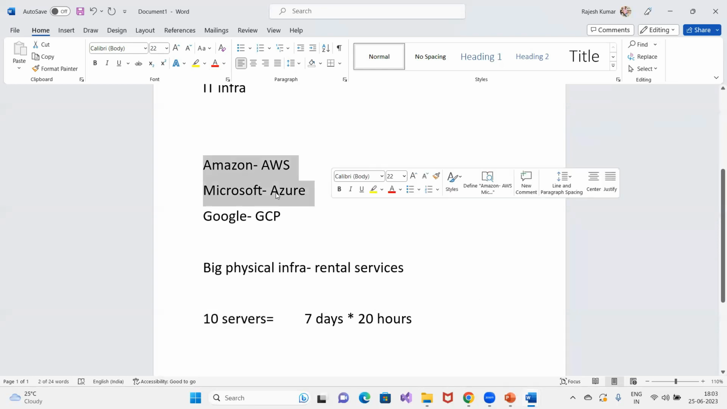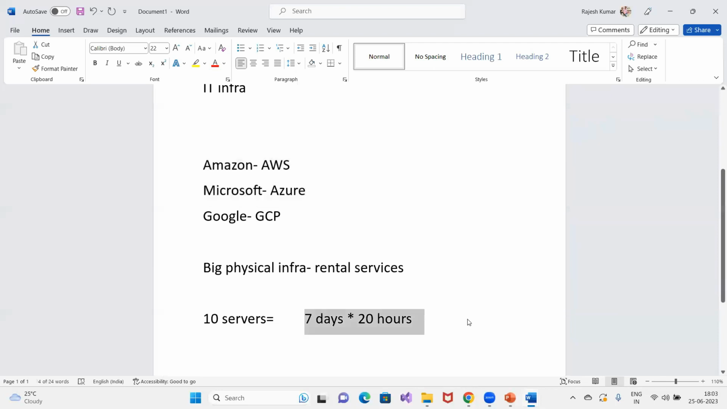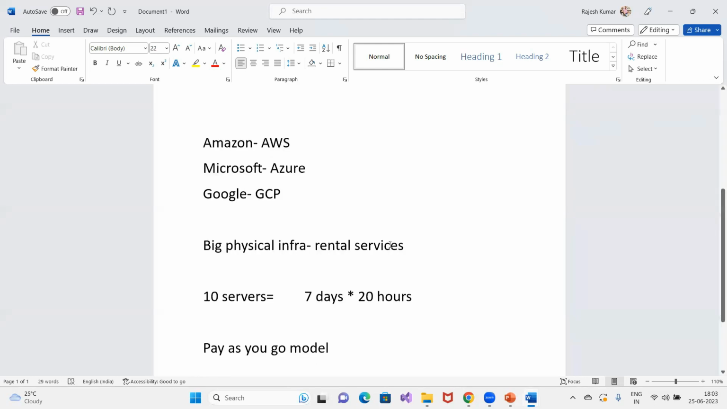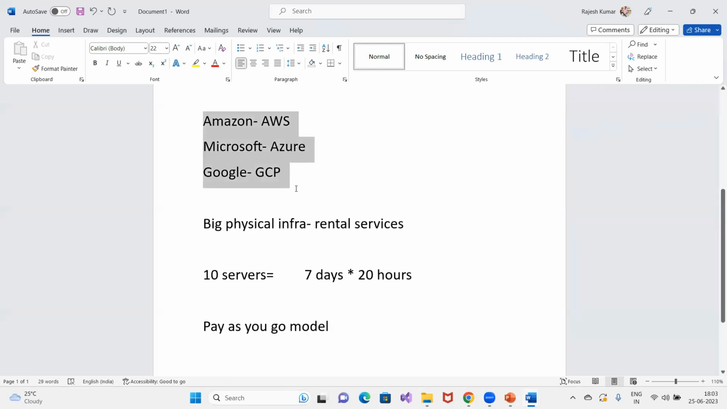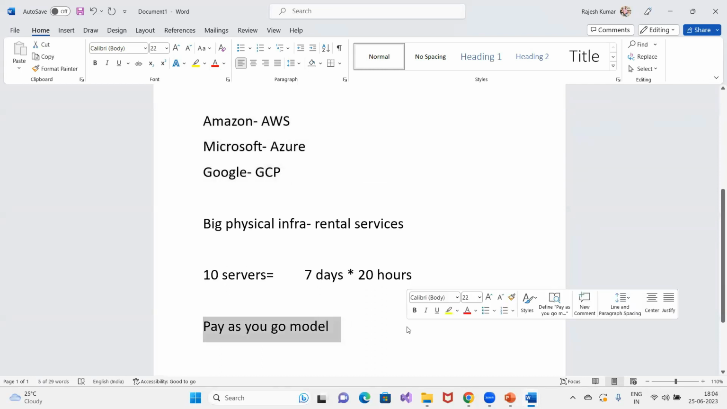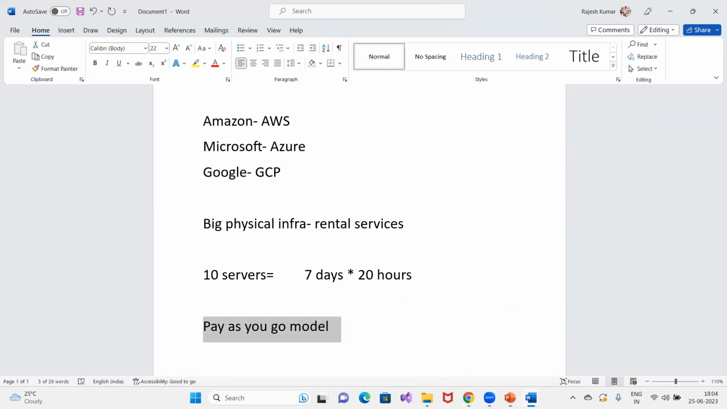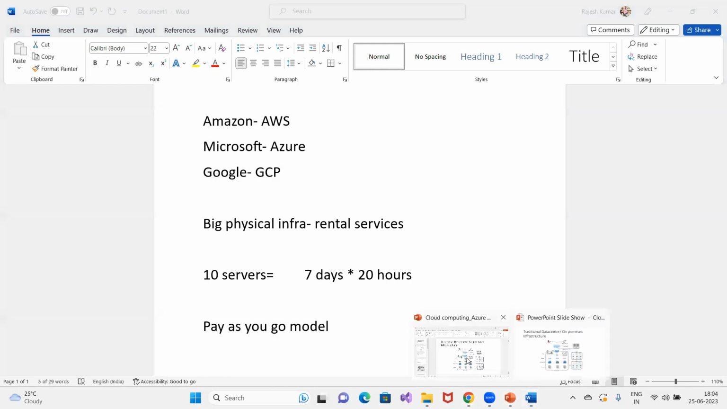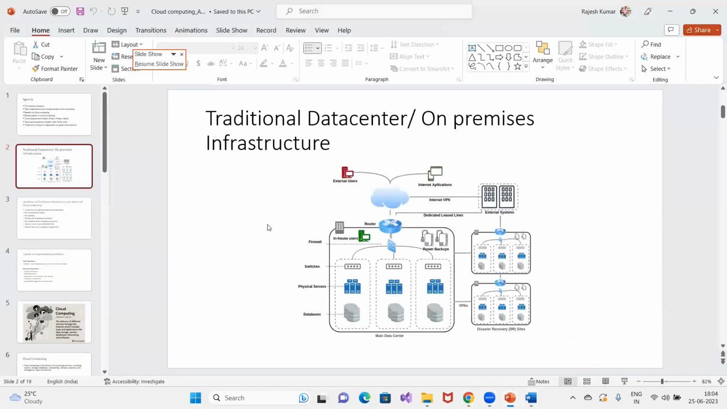Whatever you need, you can just take it on rent. And you need to pay for the services that you use. That is called the pay as you go model. So every cloud works on the pay as you go model. Whatever you use, you only pay for it. So that was the biggest advantage of cloud in the market. That's the reason the cloud got invented.